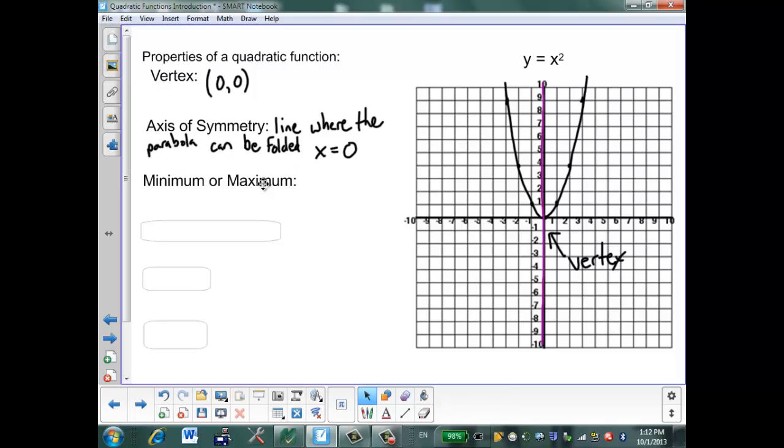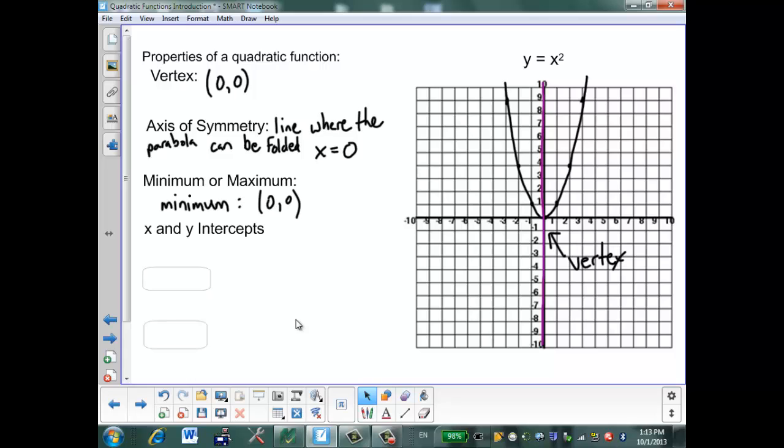The next thing we can look at is whether our graph has a minimum or a maximum. My graph goes down to a line and then goes back up. So for this graph, I have a minimum value. And my minimum is at 0, 0. I would have a maximum if my graph was going in the other direction, if it was going up to a value and then coming back down.